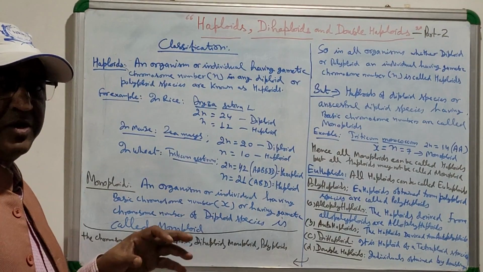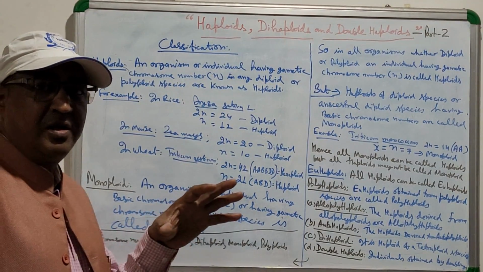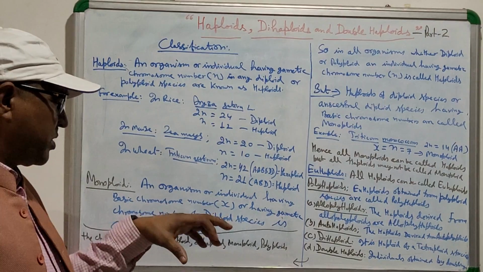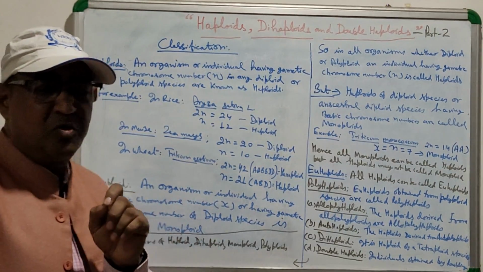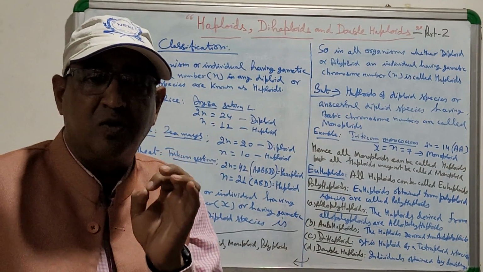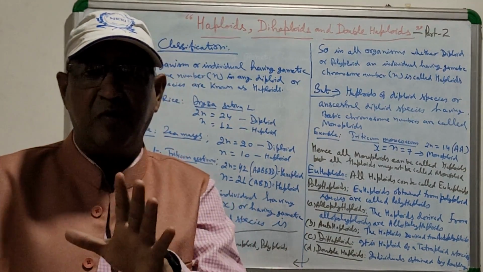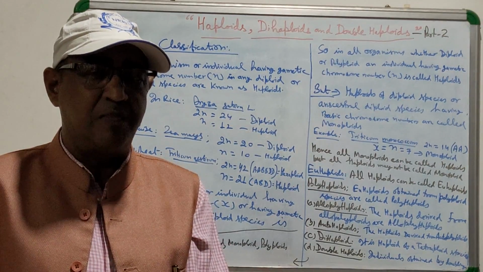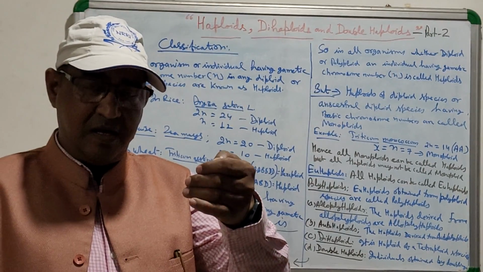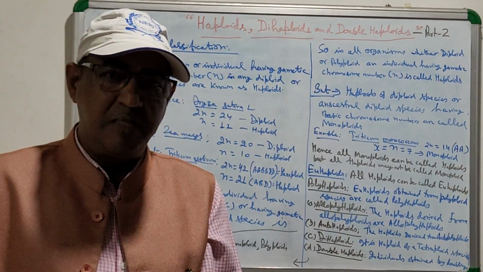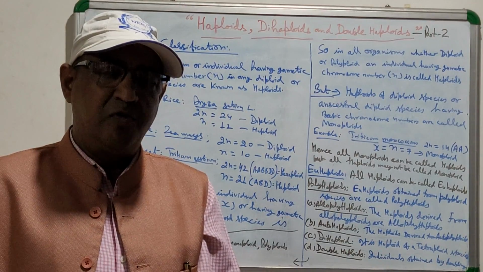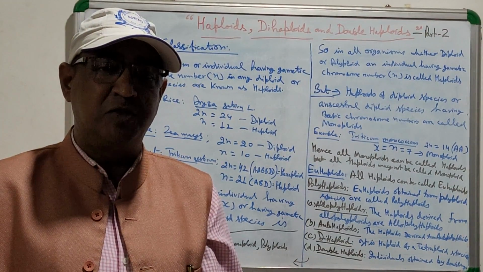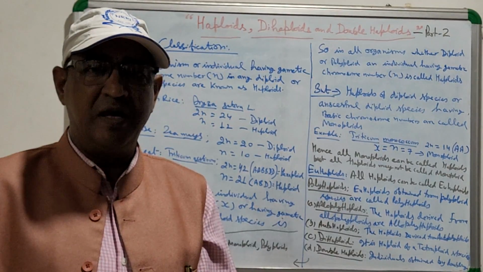Now the monoploid. A monoploid is an organism or individual having the basic chromosome number, that is x. What is the basic chromosome number? The basic chromosome number is the gametic chromosome number of the ancestral diploid species of a polyploid. Say, for example, Triticum aestivum is hexaploid, and its ancestral diploid is Triticum monococcum, which has the AA genome, 2n = 14, whereas Triticum aestivum has 2n = 42, six genomes, AA, BB, DD.